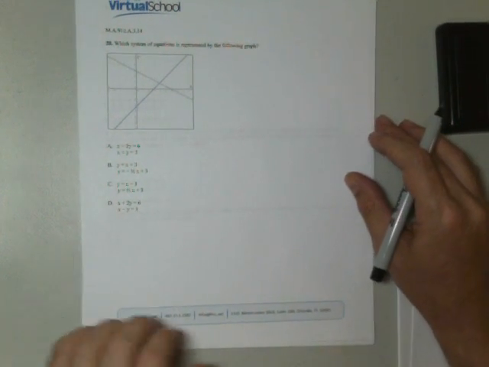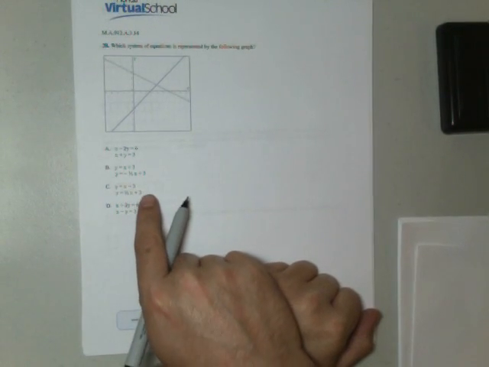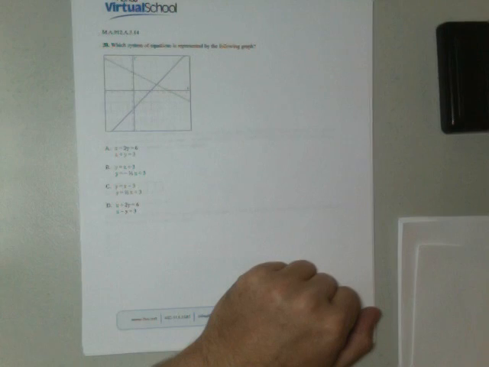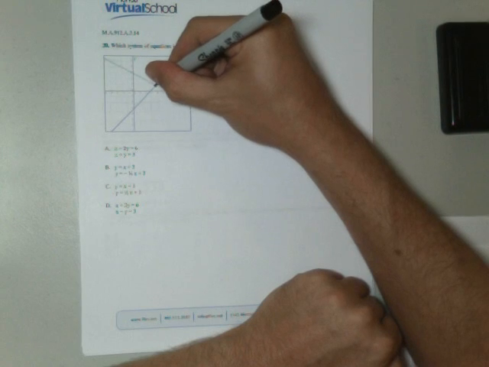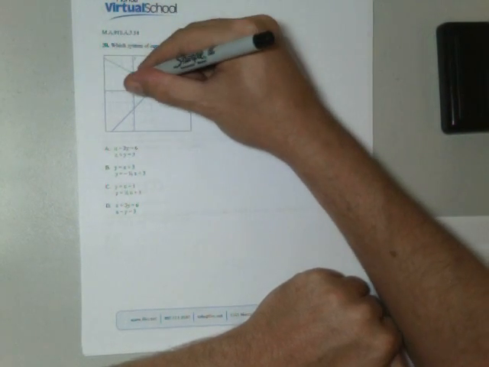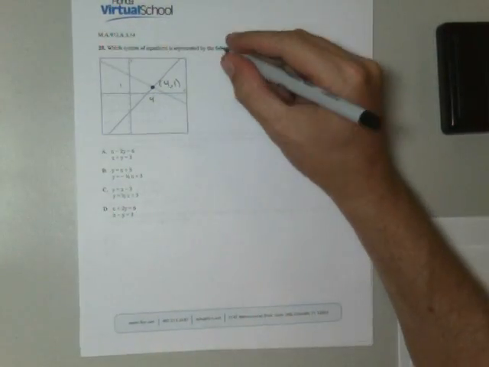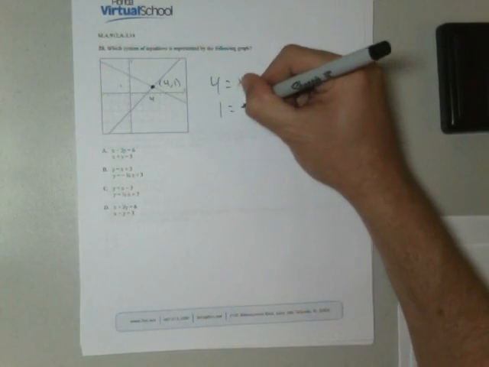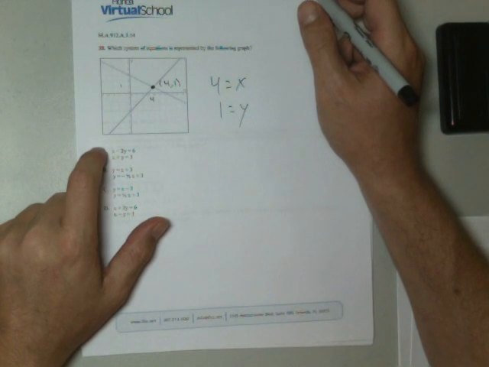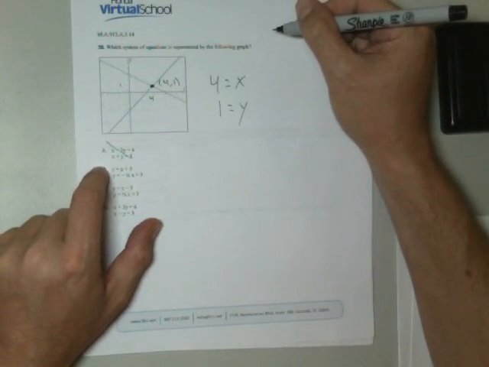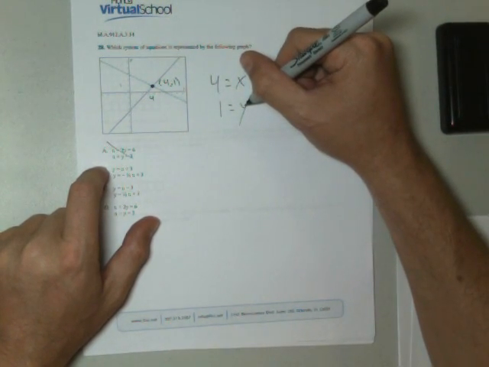Which system of equations is represented by the following graph? Well, again, I could rearrange these for y. This one looks like it's done for us. But what is probably going to be quicker is if I look at the solution, which is 1, this is 4. So the point is 4, 1. So I'm going to put 4 in for x and 1 in for y, and see when I get two true statements. 4 minus 2 is not 6. 1 is not 4 plus 3.